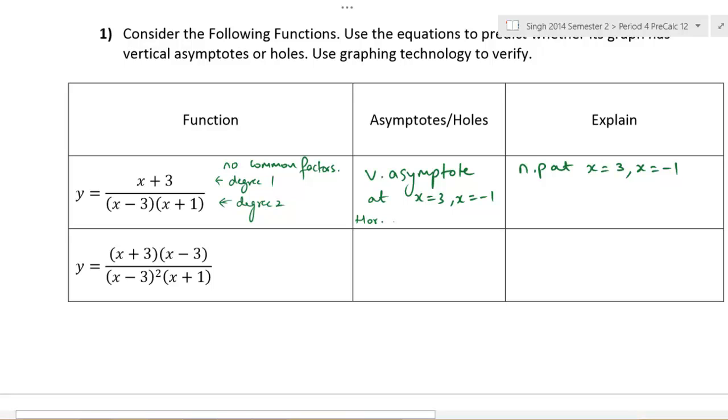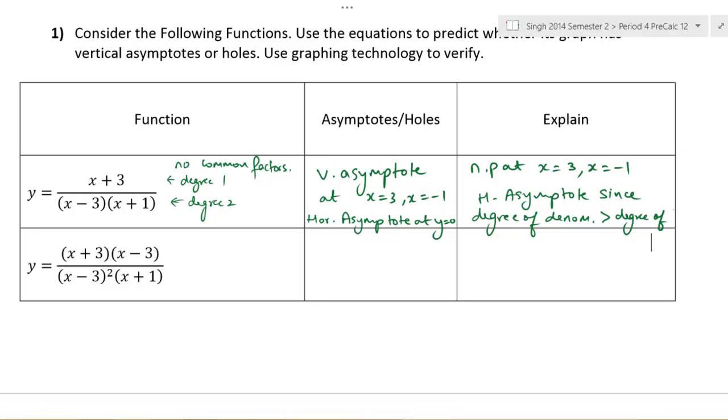So horizontal asymptote at y equals 0. And the reasoning for that is: horizontal asymptote since degree of denominator is greater than degree of numerator. I wish I'd given you more space to work with here.